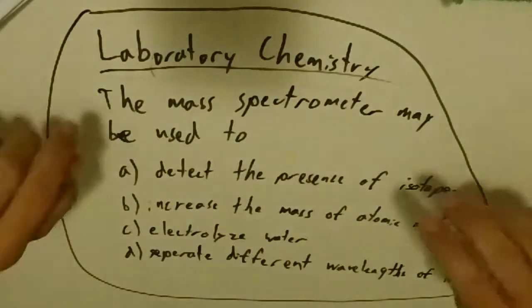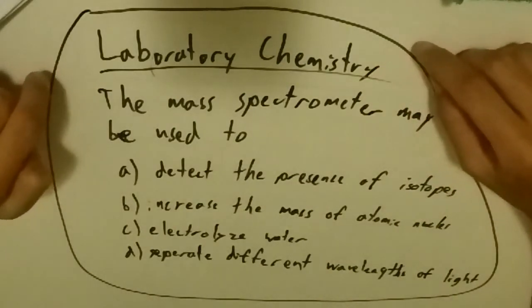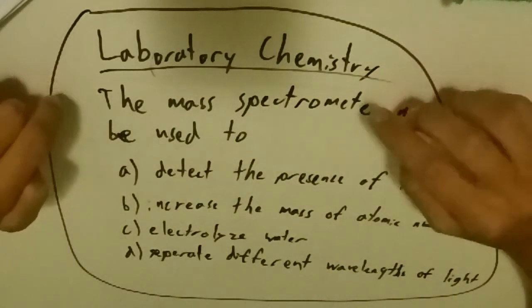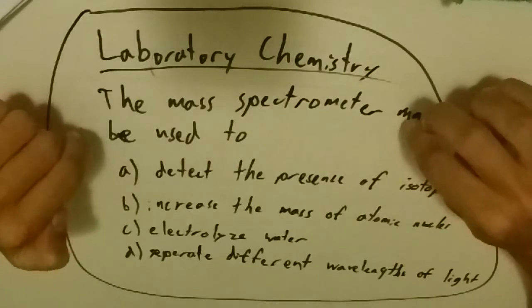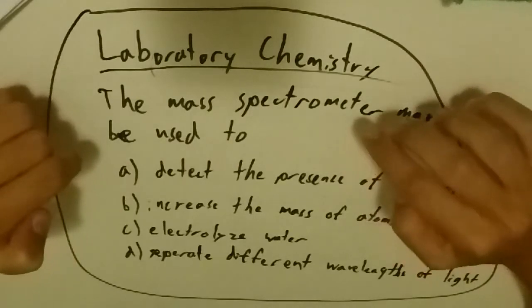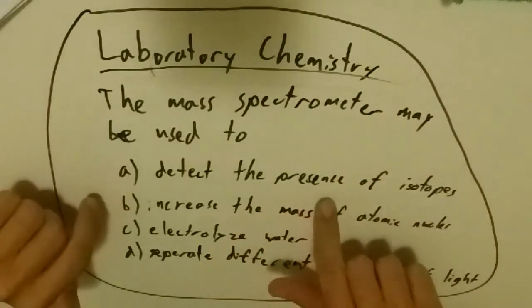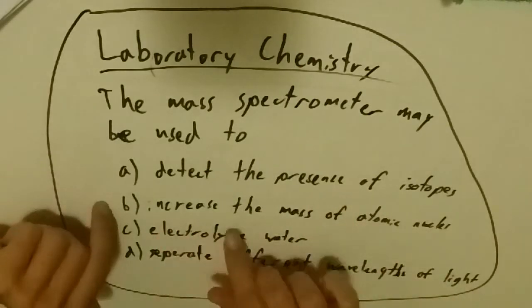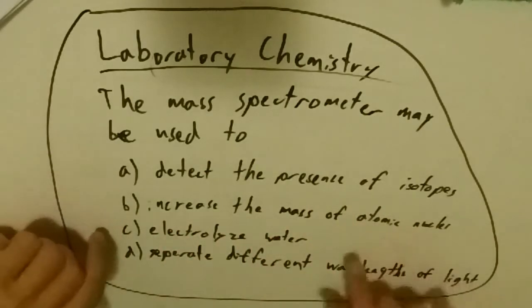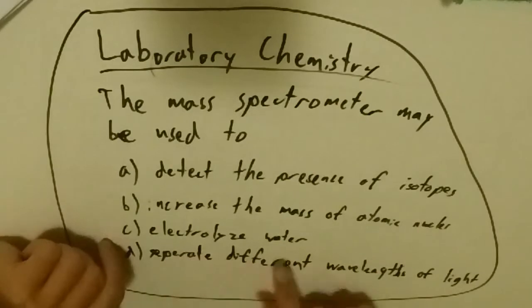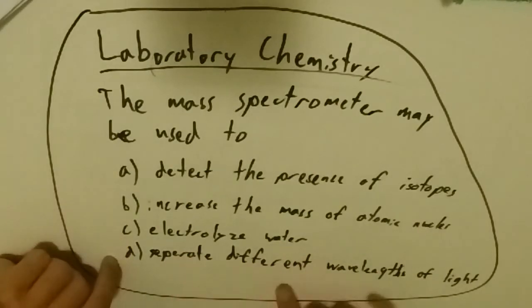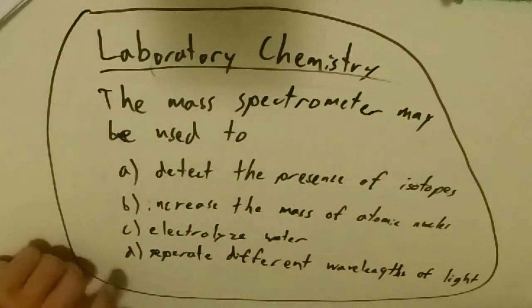Okay, the last section is laboratory chemistry. And the question is, the mass spectrometer may be used to A, detect the presence of isotopes, B, increase the mass of atomic nuclei, C, electrolyze water, and D, separate different wavelengths of light.